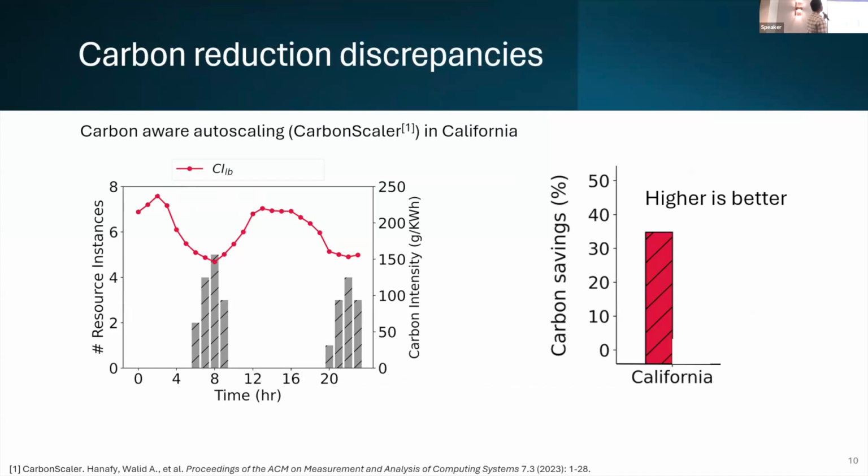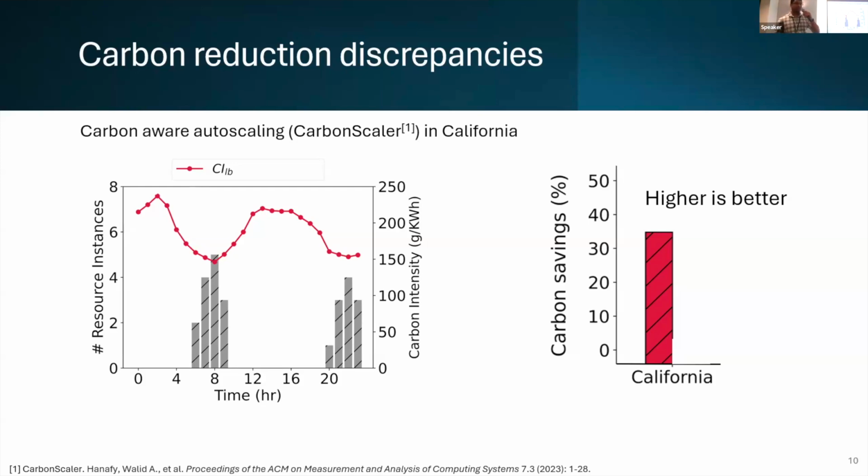To show the carbon reduction discrepancies, we take the example of CarbonScaler in California. CarbonScaler is a carbon-aware auto-scaling technique that scales up resources during periods of low carbon and scales them down during periods of high carbon. It uses a third-party carbon intensity service that provides only the location-based carbon intensity and doesn't consider PPAs. So it follows this red signal, scales up resources as shown here on the left, and yields around 35% carbon reductions.